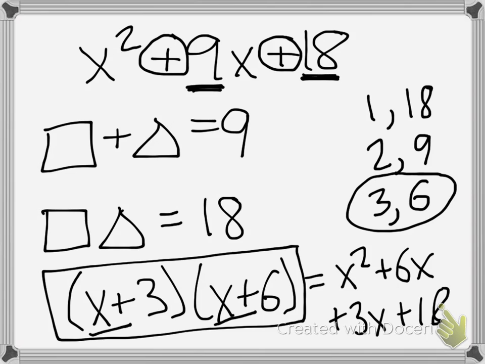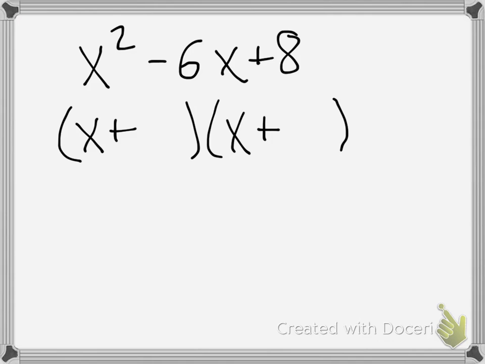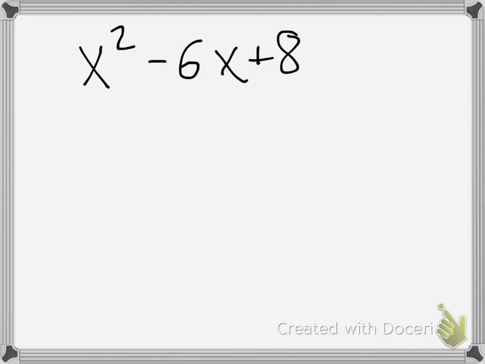What if I had something like this? If I try and write an x plus times x plus, I'm never going to succeed, right? No matter what numbers I plug in for square and triangle, when I multiply them out, I'm never going to get something with a negative here. So I need a different technique. Let's make some rules.